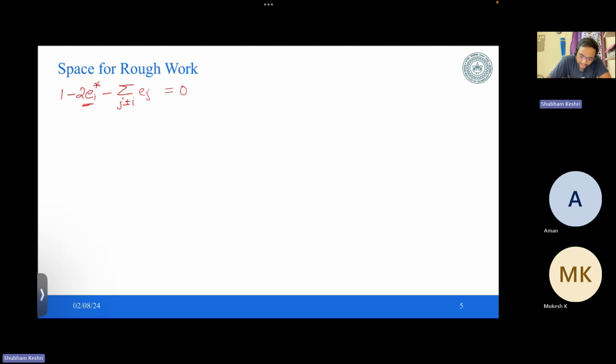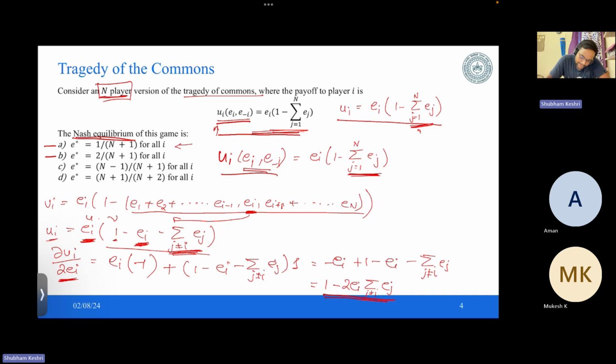Now, if you do that, you will see that 2 e_i star will be 1 minus summation of e_j, j not equals to i. And e_i star will become (1 minus summation j not equals to i e_j) by 2. Now you see these expressions for e star shouldn't have e_j, because those are also unknowns. You have to obtain those values.